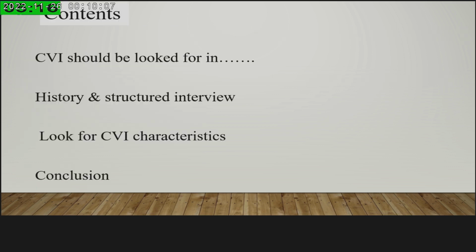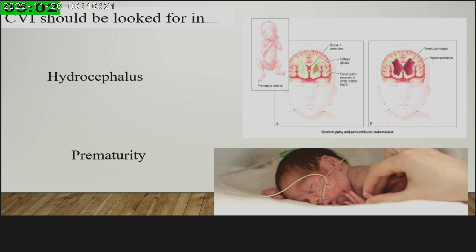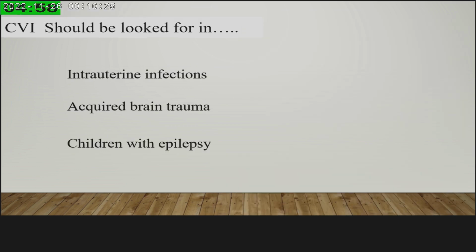So I would like to present the topic under these headings. Cerebral visual impairment should be looked for, as Dr. Mallika said, in all cases of perinatal insults like hypoxic ischemic encephalopathy, periventricular leukomalacia, and hydrocephalus. All children with prematurity, history of intrauterine infections, acquired brain trauma and epilepsy should also be evaluated.